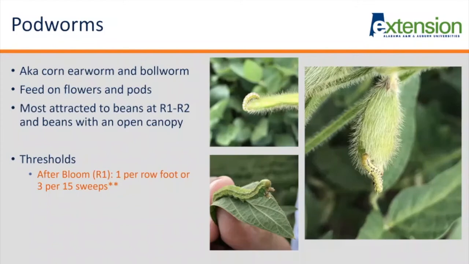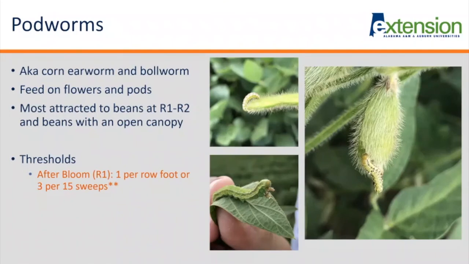We take hundreds of drop cloths or hundreds of sweep samples a year, and it's very rare that we find a podworm. There have been some years, probably 5 to 8 years ago, where we had an outbreak, but it's not common. I will say this, where our foliage feeders are more common along the Gulf Coast and southern areas, the podworm has historically been more of a problem in the northern part of the state.